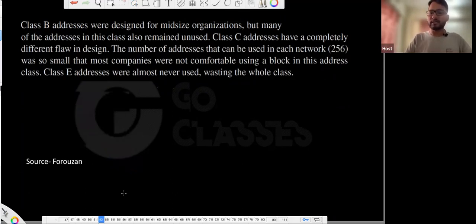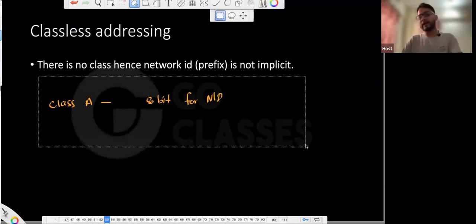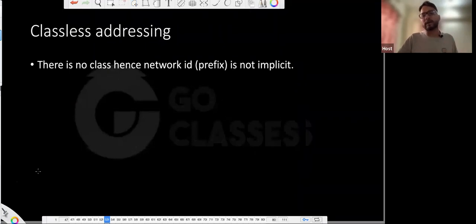So we are using classless addressing, which we will see. I hope you are convinced why not to use classful addressing, because there was too much wastage of the addresses. Now there is something called classless addressing. Here there is no class, hence the network ID or the prefix is not implicit. Earlier we had the fixed network ID: given class A, the network ID was 8 bits. But here, since the class is not fixed, I cannot tell directly what the network ID is, or which class it belongs to, since there is no class. So that's called classless addressing.